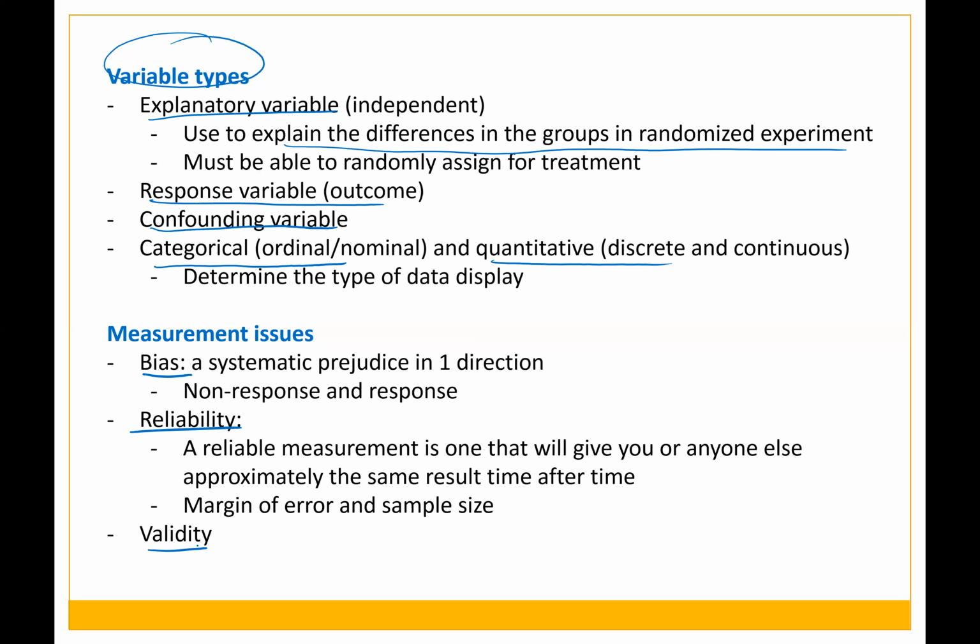Reliability is when a measurement gives you or anyone else approximately the same result over time. So if it's a reliable measurement, the result can vary, but it should be approximately the same.